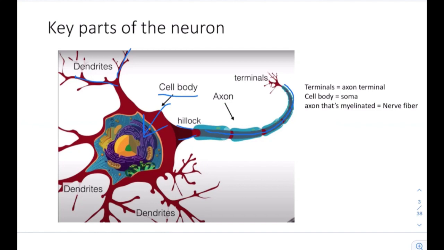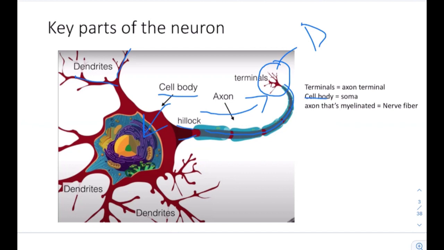So when a neuron communicates with another neuron, the signal travels in this direction down the axon. And then at the very end, we have something called the axon terminals. And this is where the signal travels to other neurons. The terminals are in contact with the dendrites of other neurons.